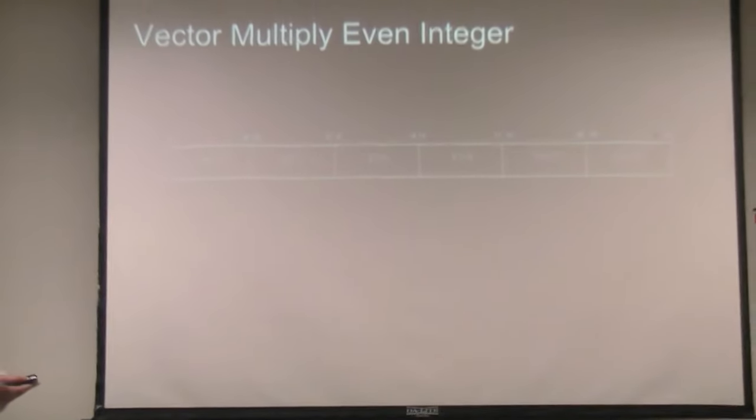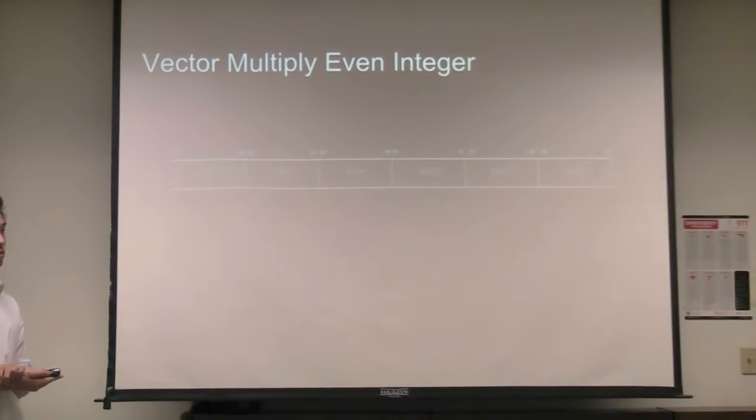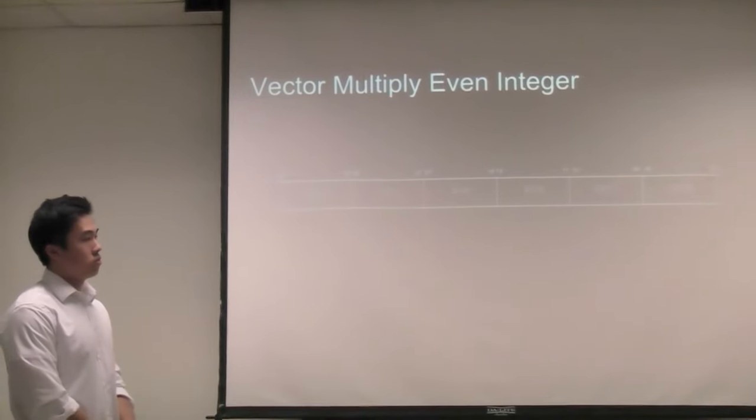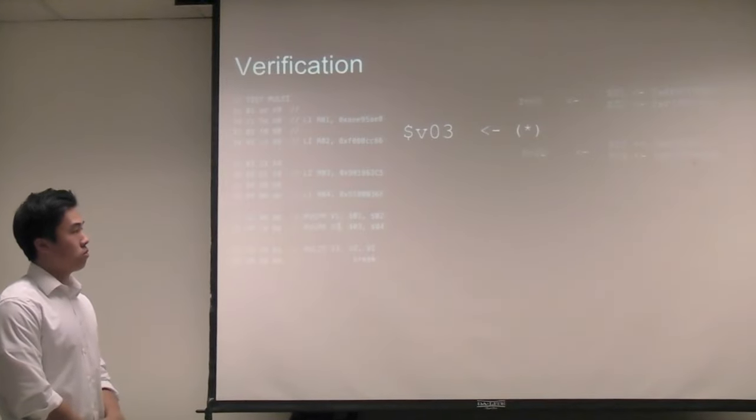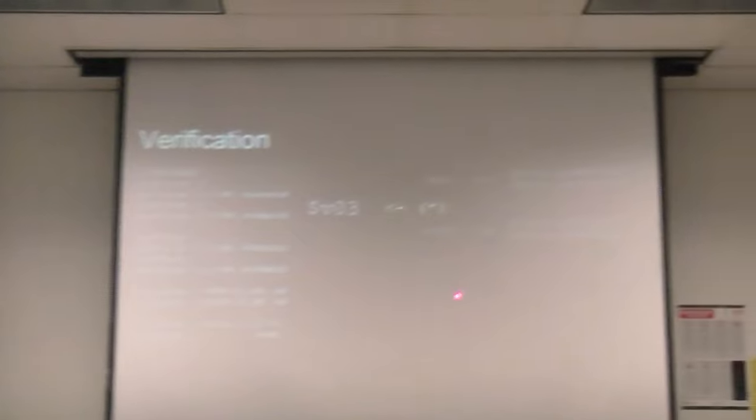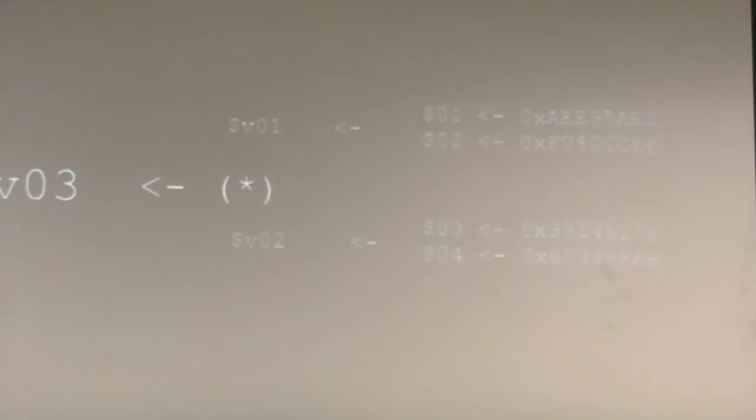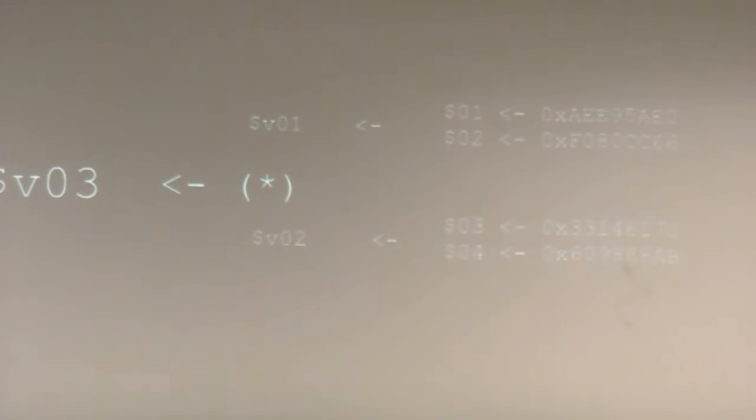The next one we'll be going over is a vector multiply even integer. And this is another operation that uses two source operands and one destination operand with the function code 0x08. And the way we verify that is that it takes two separate vectors that we load up from the general purpose register. It performs the desired multiplication operation, which we'll show on the next page.